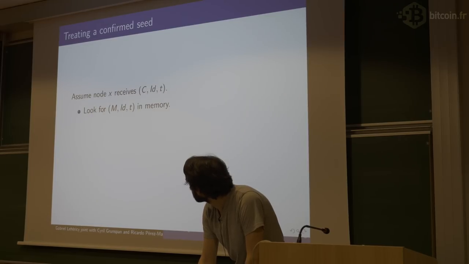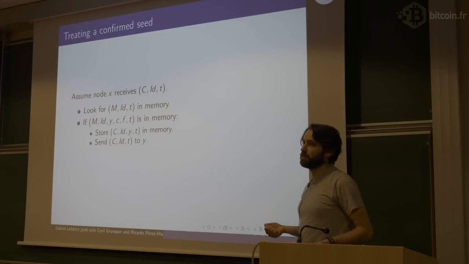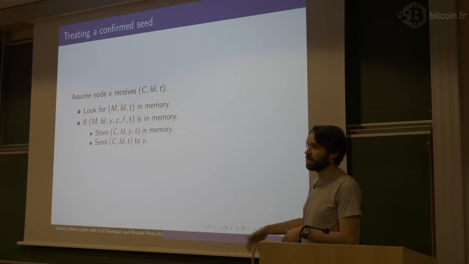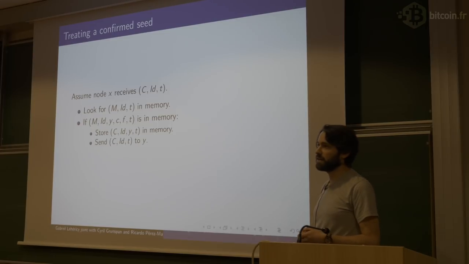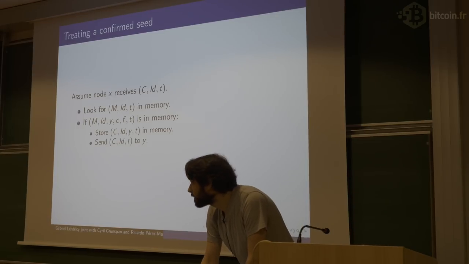Okay, and then to treat a confirmed seed, it's basically always the same operation: you receive a seed, you do a lookup, you take the information that you find. So when you receive a confirmed seed, then you look up in your match seed, and you take the information that you need. So in this case, the information you need is the target. So you need to retrieve the next node in the path.